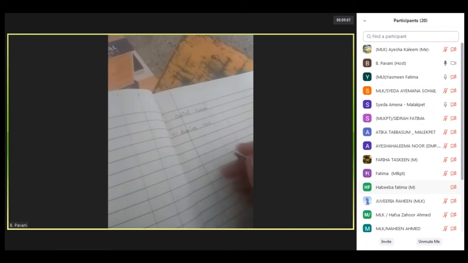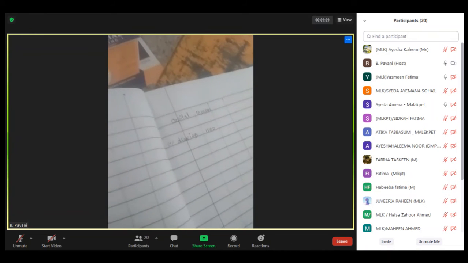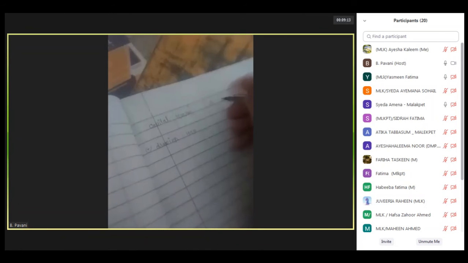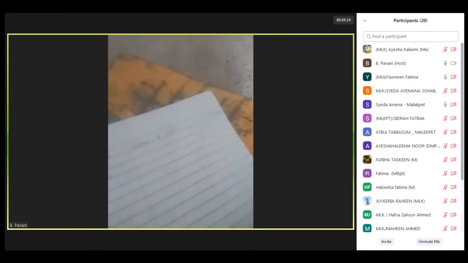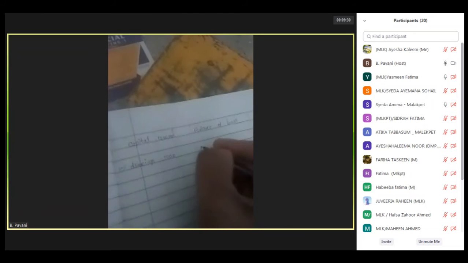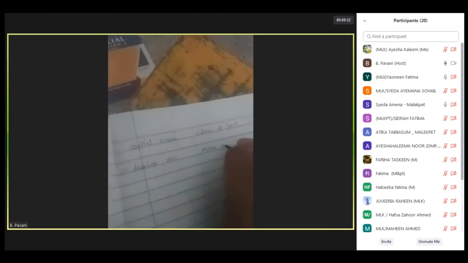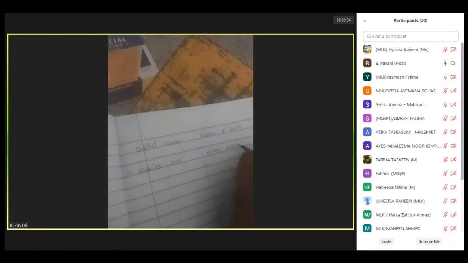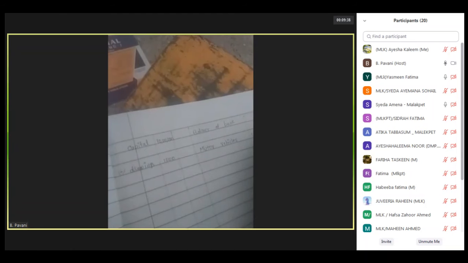The next they have given is balance at bank. Balance at bank is an asset, so on the asset side I'm writing balance at bank. The amount is 1,60,000. The next is motor vehicles. This is also an asset, so on the asset side I'm writing motor vehicles. The amount is 1,48,000.